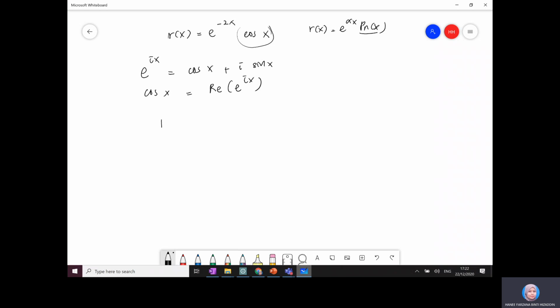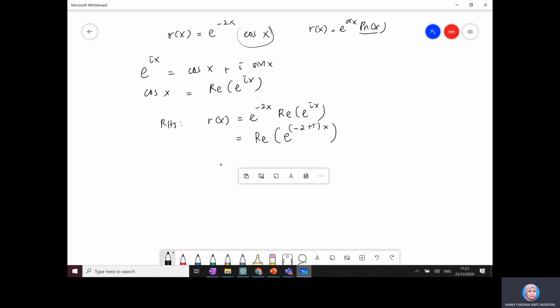Okay, so your right hand side equation, the Rx, can be written as e to the power of negative 2x times the real part of e^(ix). However, for convenience, we will omit the real or imaginary term so that it will make it easier for us to do. But until now, we can keep it. So here you're going to have negative 2 plus i x. But bear in mind, we're going to only take the real part.